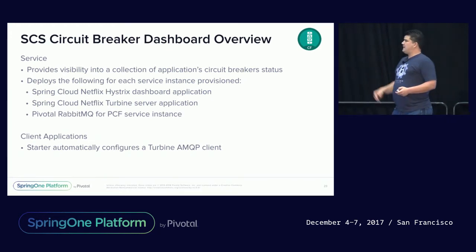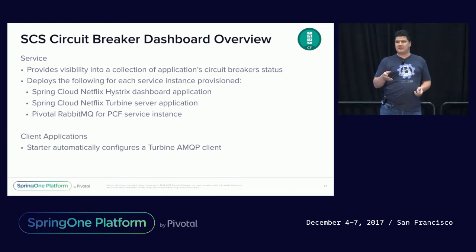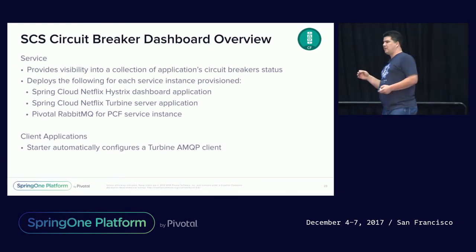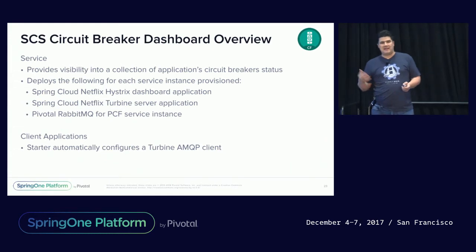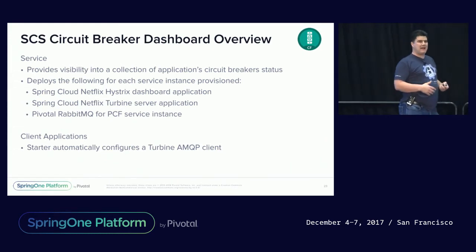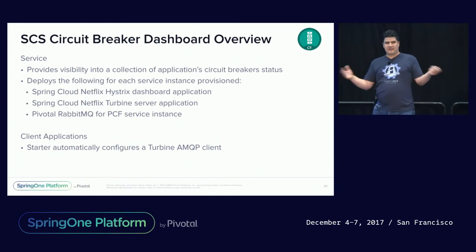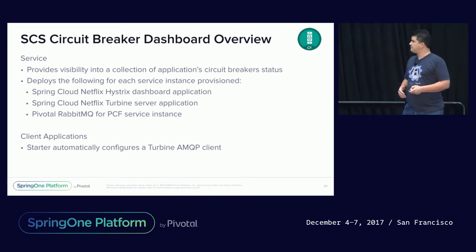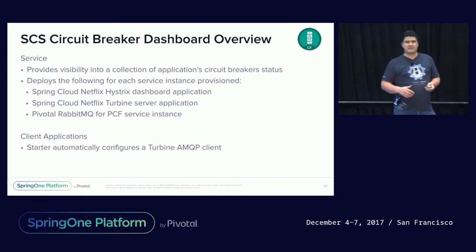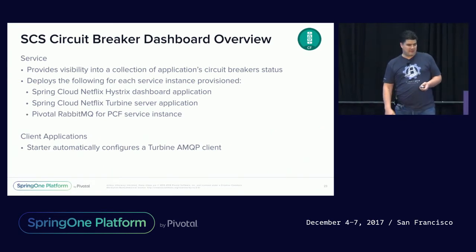Now, we provide the Hystrix dashboard itself when someone does a CF create service, and we also deploy a Turbine app. What that allows us to do is aggregate metrics from many applications, because when you're on a cloud-native platform, I might scale up my application to 3, 5, 7 instances, because I need to horizontally scale to meet the traffic needs. In addition, we also use RabbitMQ behind those in order for them to collect the aggregated analytics.